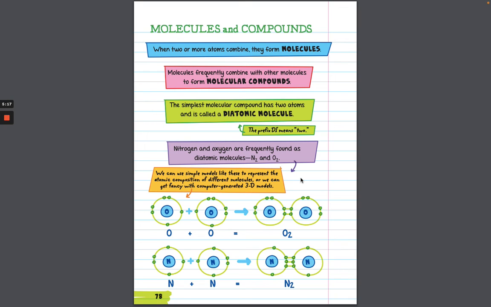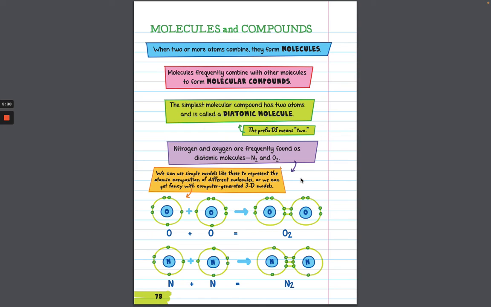Molecules and compounds. When two or more atoms combine, they form molecules. Molecules frequently combine with other molecules to form molecular compounds. The simplest molecular compound has two atoms and is called a diatomic molecule. The prefix di means two. Nitrogen and oxygen are frequently found as diatomic molecules, N2 and O2.